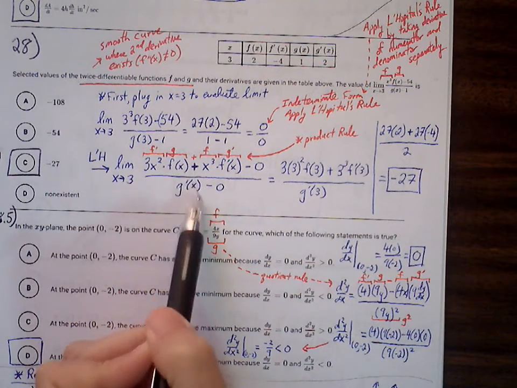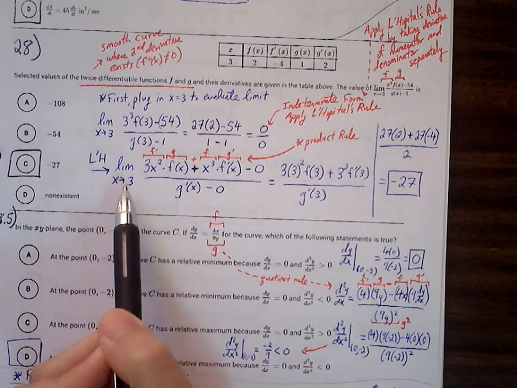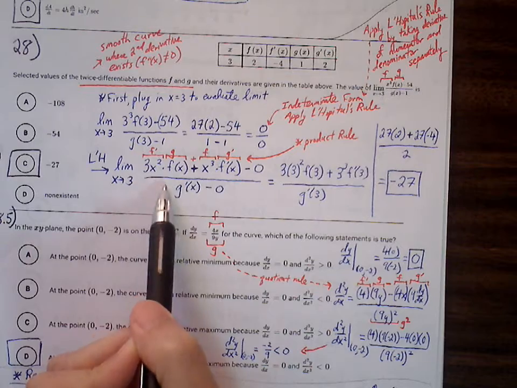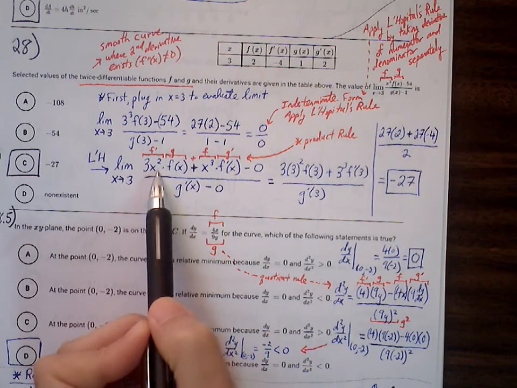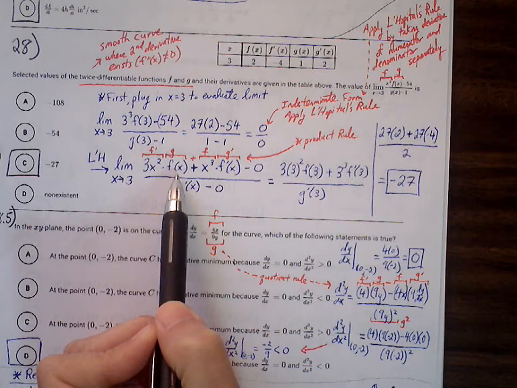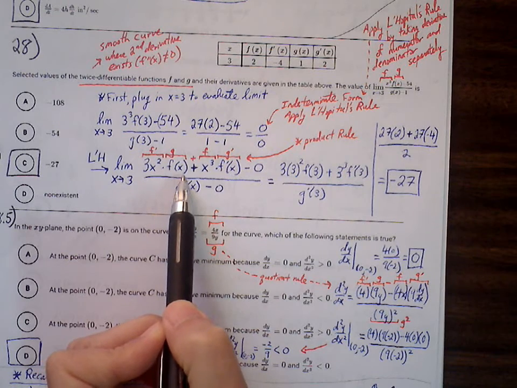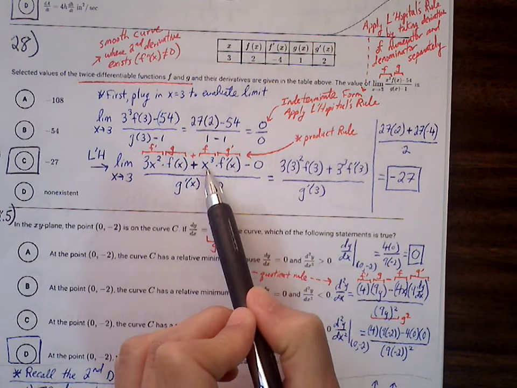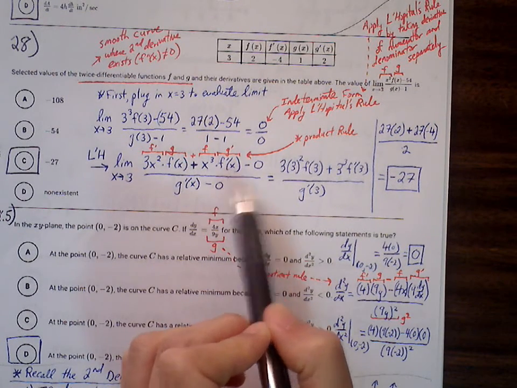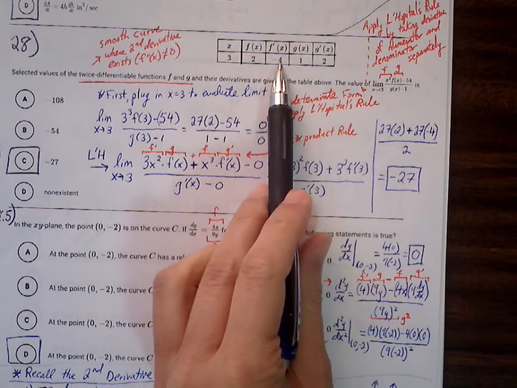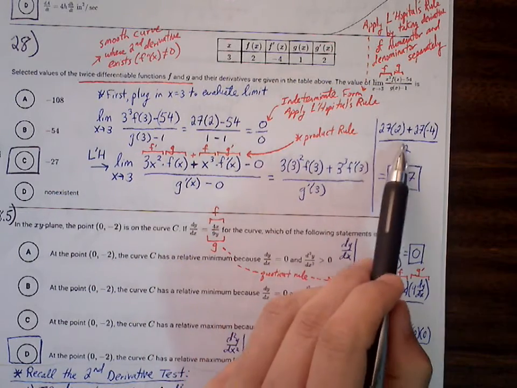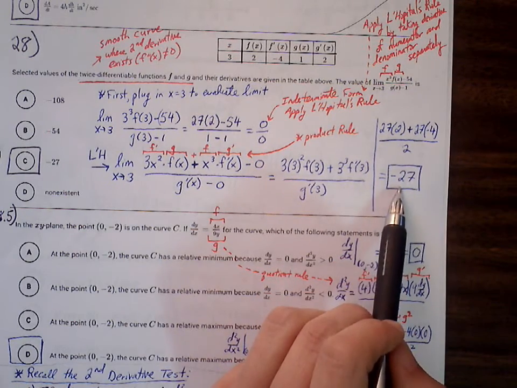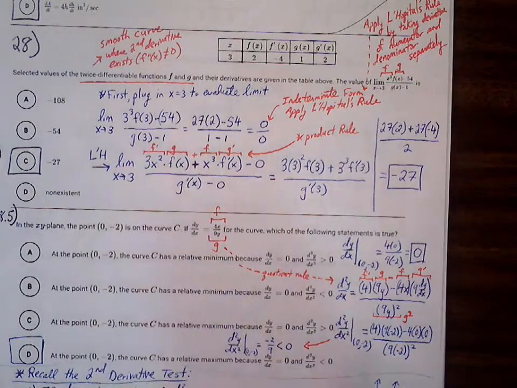As soon as we apply L'Hopital's rule, we always just go ahead and reevaluate. So we're going to replace all the x's with 3's and see if that will lead us to a real number. So we get 3 times 3 squared. That's 27 times f of 3. 27 times 2 is 54. And then again 27, 3 cubed, times f prime of 3. So f prime of 3 is going to be negative 4. So 27 times negative 4. Take those values, we subtract them out, divide by 2, and our answer is negative 27. So answer choice C.